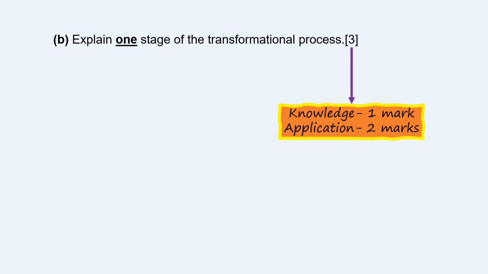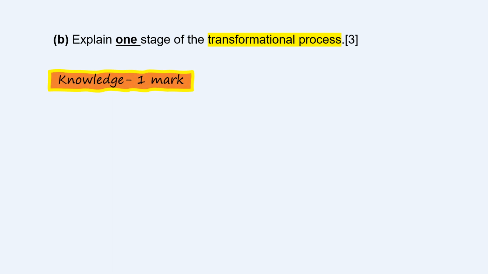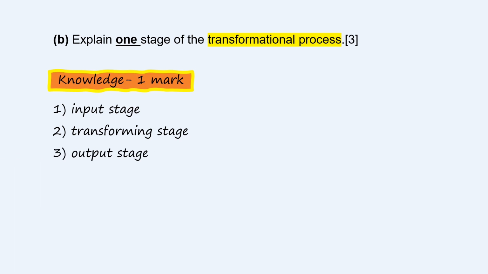Again, now we take another part B question. Explain one stage of the transformational process. 3 marks. Again, knowledge 1 mark, application 2 marks. Business terminology is a transformational process. Chapter operations management. Okay, transformational process. Knowledge point 1 mark. We are referring to the stages. First stage, say input stage. Second one is transforming stage, and the third one is output stage. Okay, we take the output, which is another. Only one stage you will have to discuss. Only one. Okay.